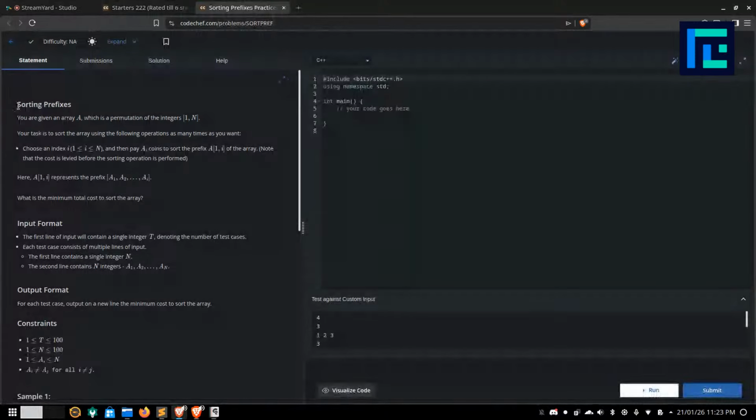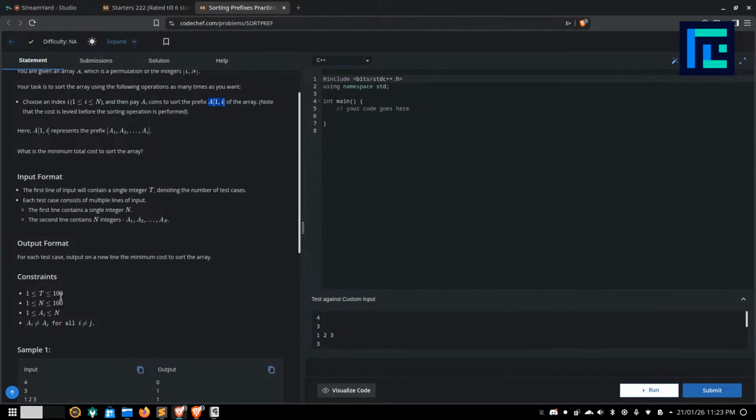The second problem is sorting prefixes. You are given an array A, which is a permutation of the integers 1 to n. Your task is to sort the array using the following operation as many times as you want. The operation is: choose an index i and then pay Ai coins to sort the prefix A1 to i of the array. Note that the cost is levied before the sorting operation is performed. Here A1 to i represents the prefix A1, A2 till Ai. What is the minimum total cost to sort the array?